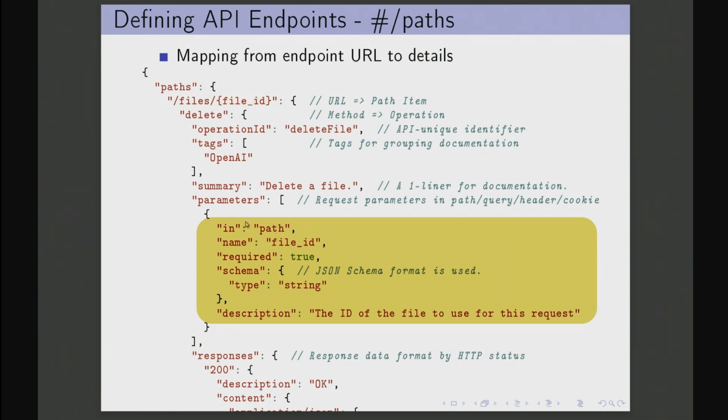Where did it come from? The path. Where else could it have come from? It could have come from the query string, the thing after the question mark in a URL. It could have been in a post body. So you can basically describe where the parameters come from, and this becomes part of the specification.